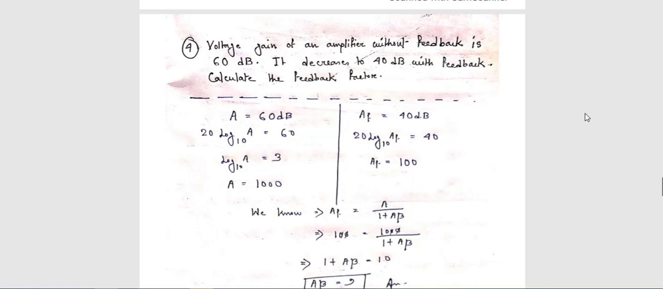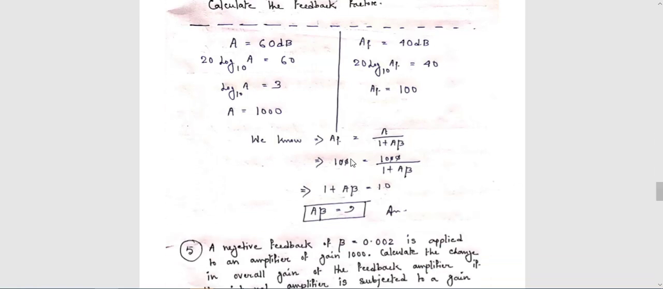What do you have to calculate? Beta. So again use the same expression, that is AF is equal to A by 1 plus A beta. From this you can calculate. So A beta is equal to 9.